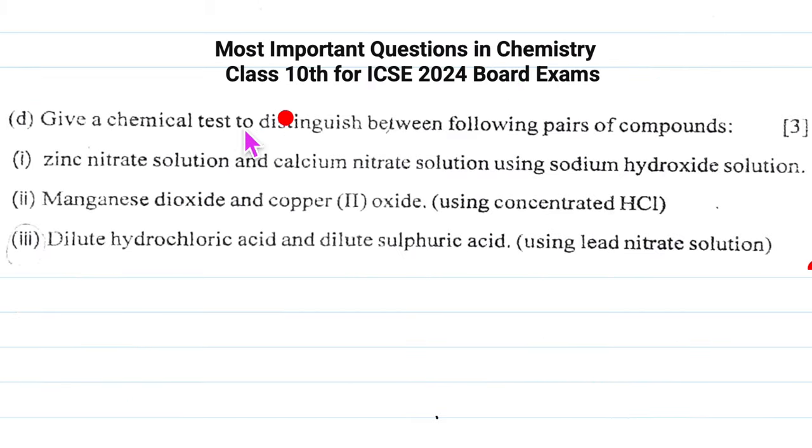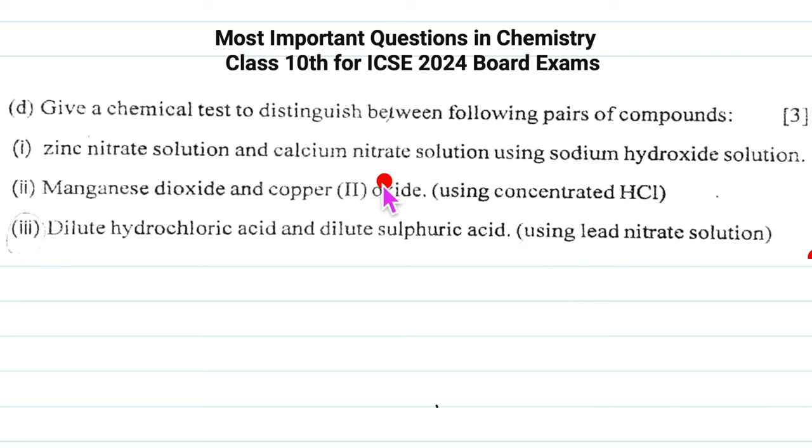Important question in chemistry is give the chemical test to distinguish between the following pairs of compounds. You will be given 2 compounds and they will tell you either use this test with sodium hydroxide or you have to decide on your own. Here they have made it simpler for you. Sodium hydroxide, use and distinguish between zinc cation and calcium cation. The second one is manganese dioxide and copper 2 oxide using concentrated HCl. And the last one is dilute hydrochloric acid and dilute sulfuric acid using lead nitrate solutions.